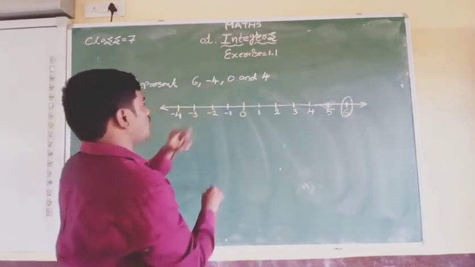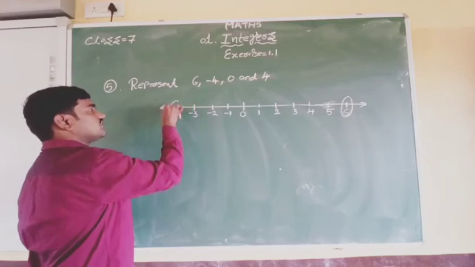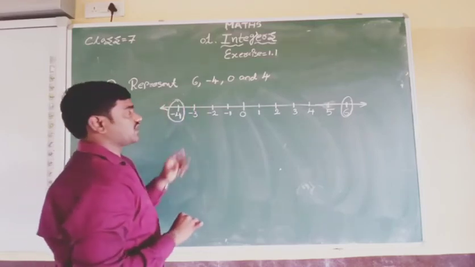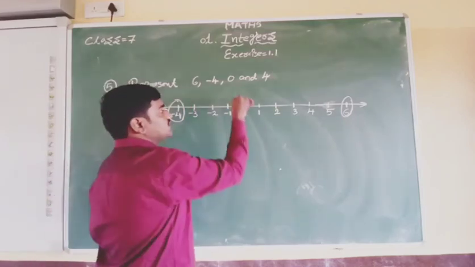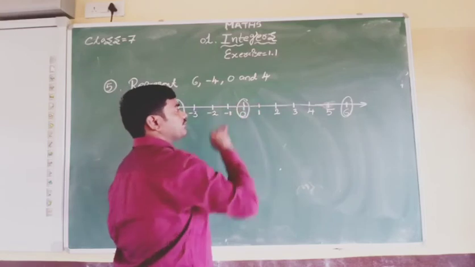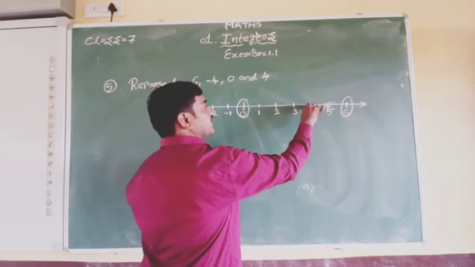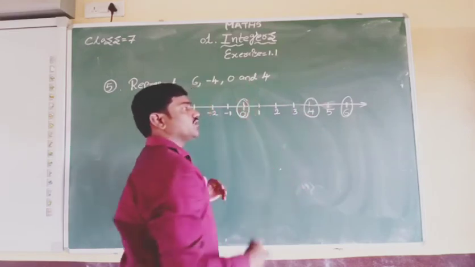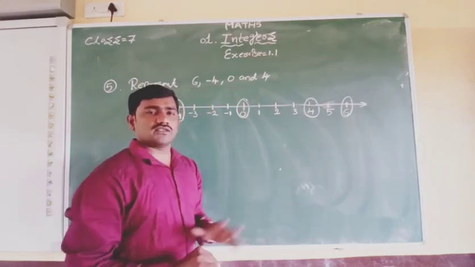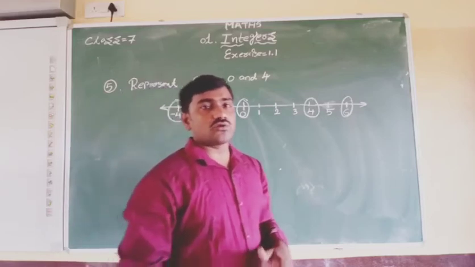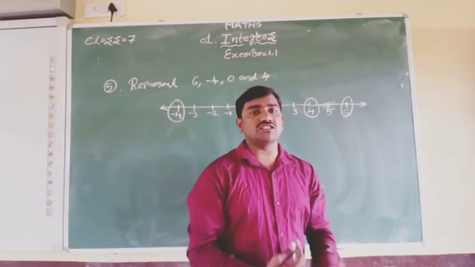Next, minus 4 is here, on the left side of 0 on the integer number line. And then 0 is here. 0 is neither positive nor negative. And next, plus 4 is here. We plot the numbers, very simple. Try to do how to plot the numbers on the integer number line.